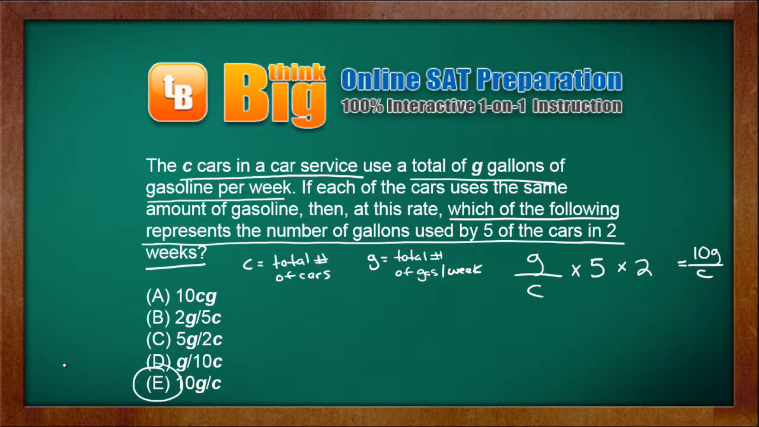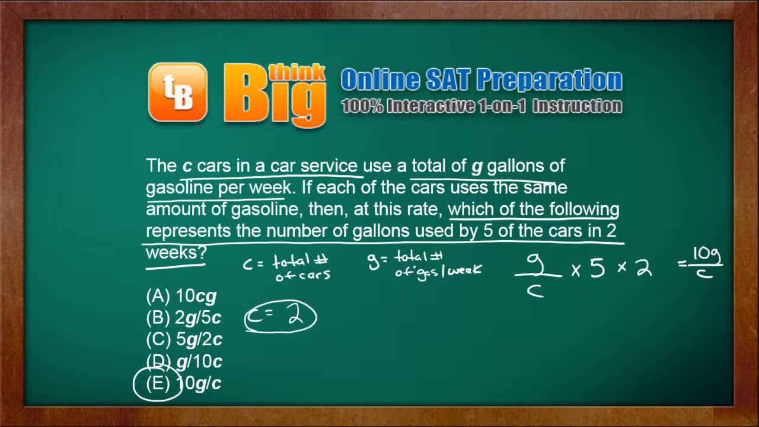Now, if you didn't know how to solve this problem using algebra, you can still get the right answer using a strategy called substitution. Let me show you how that works. Pick values for the variables. C equals total number of cars. Let's set C equal to 2.